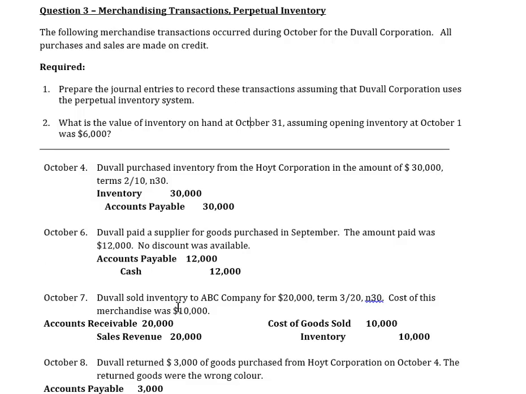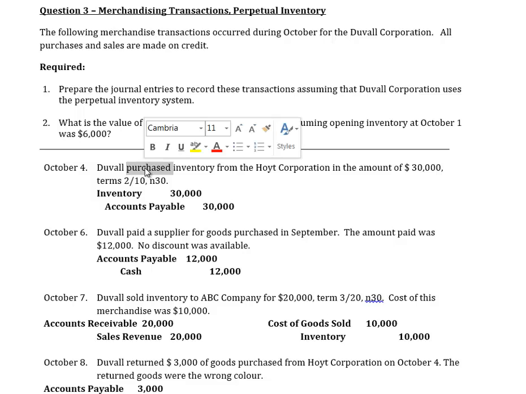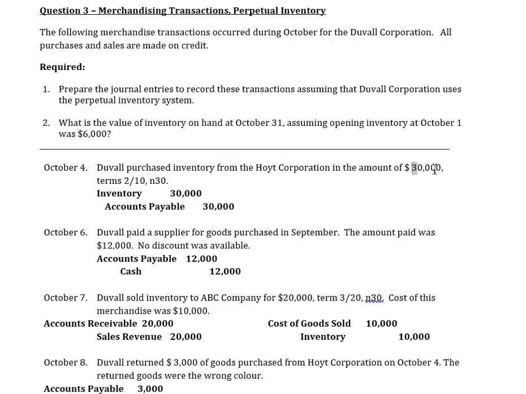So let's begin. In the first case, Duval purchased inventory from their supplier Hoyt in the amount of $30,000. So this means that Duval's getting inventory. Inventory is an asset. If we're getting it, it's getting bigger. It gets bigger on the left, and left means debit. So we're going to debit inventory, and we're going to credit our accounts payable. Accounts payable is a liability. That's the amount that we owe Hoyt. So that liability is going to be credited, meaning it's getting bigger, for $30,000.